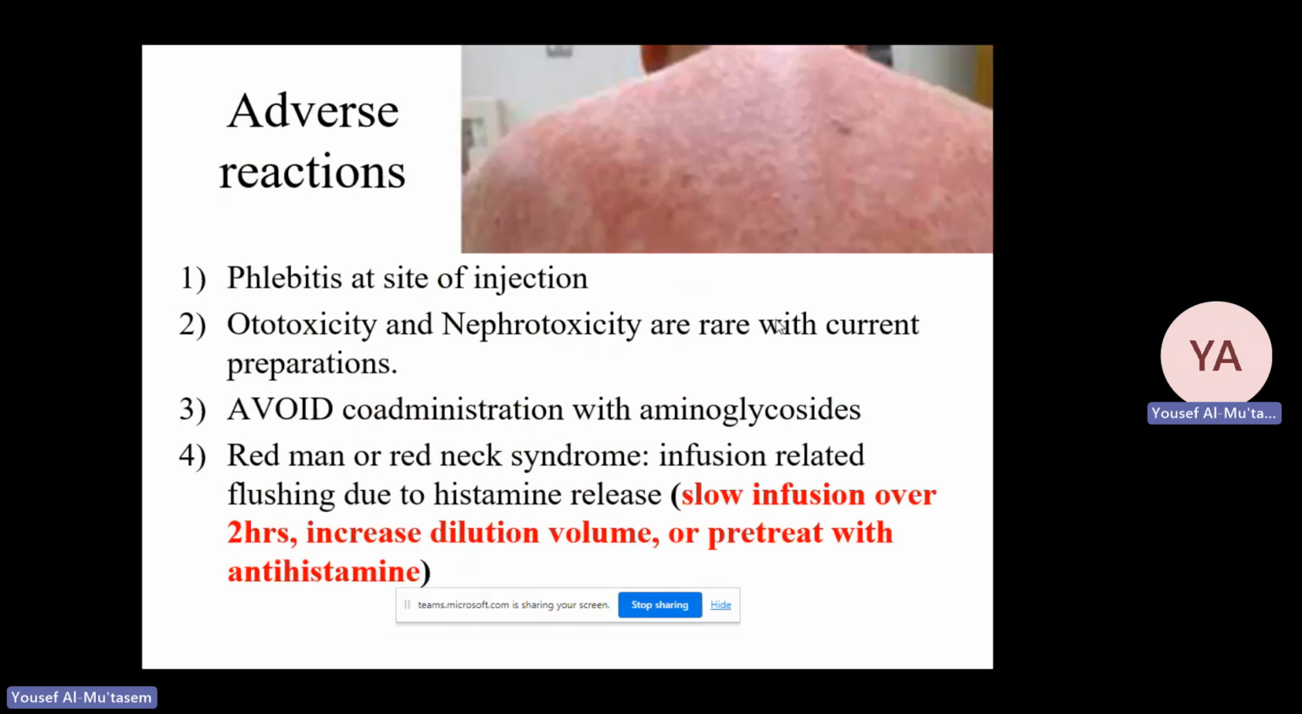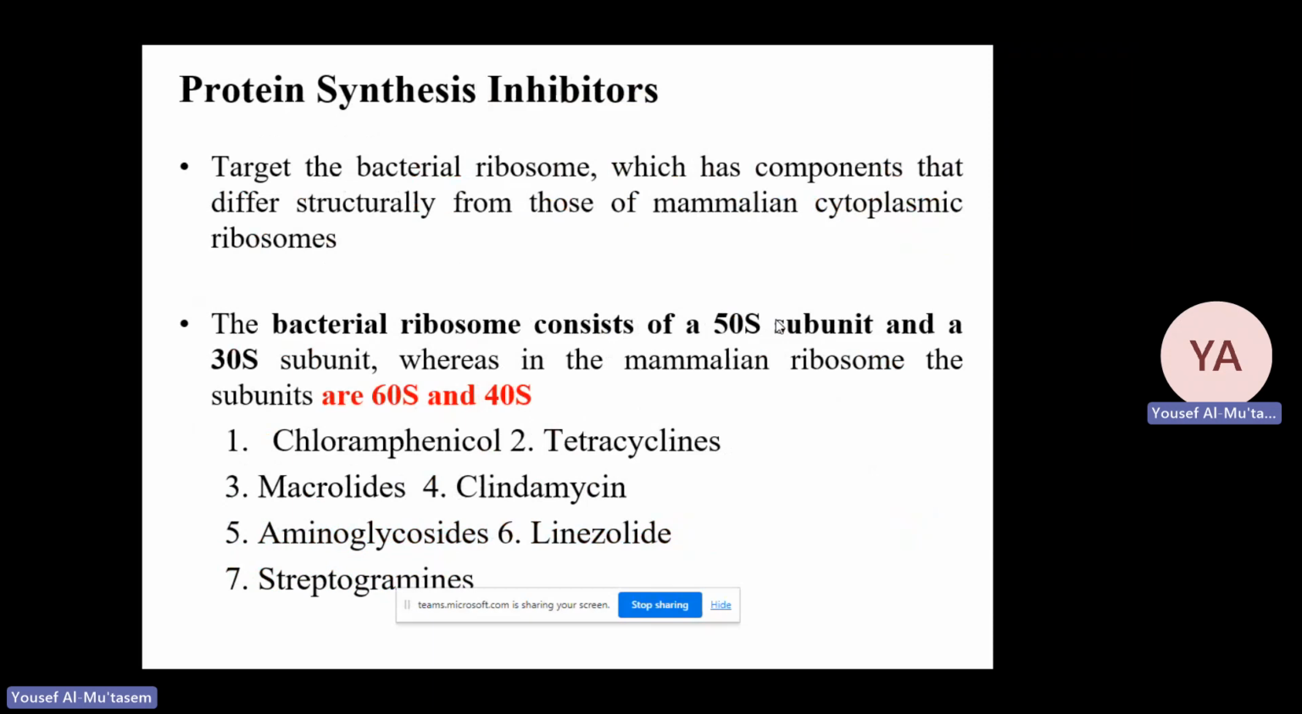We finished so far the antibacterial agents that act mainly through inhibition of the cell wall synthesis, and we ended up with vancomycin as the last agent. Now we're going to talk about the second part, which is the protein synthesis inhibitors.